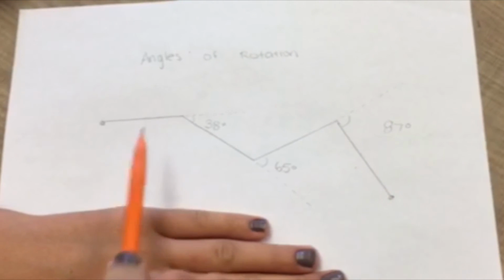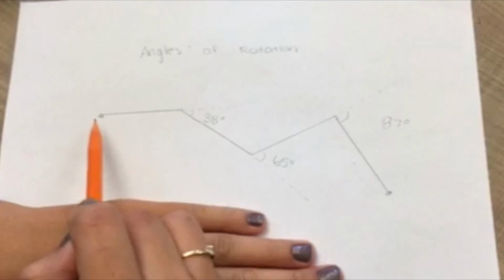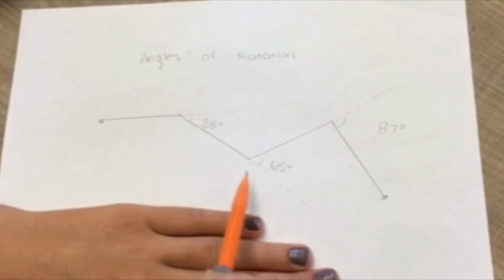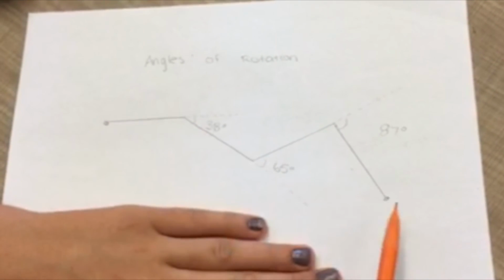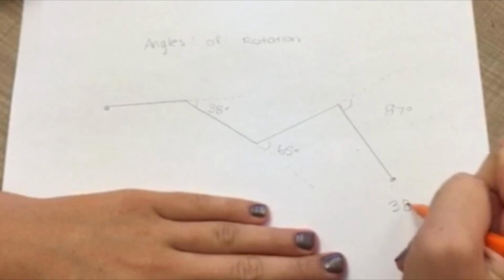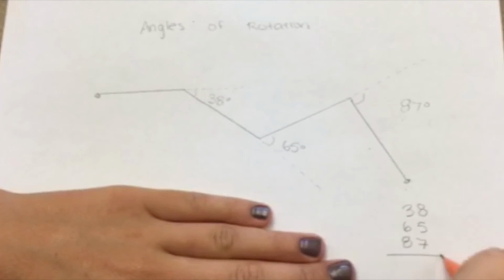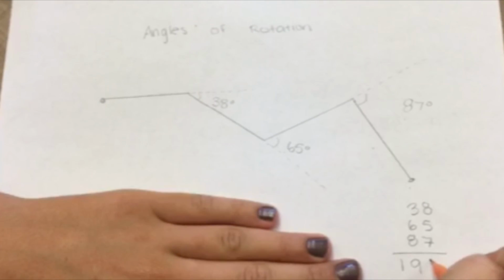Now, if we wanted to add up all of our angles of rotation to find the total amount of degrees that we turned from our starting point to our finishing point, we would add up 38, 65, and 87. Our answer is 190.